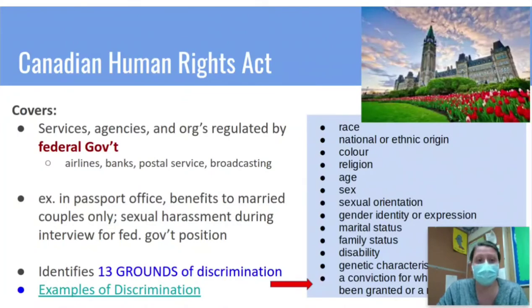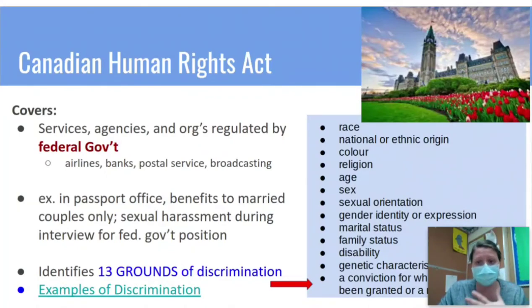So in this act, it has 13 grounds of discrimination. So we see a few less than in the Ontario Human Rights Code. However, it's more so just the type of categories. They've kind of lumped a few of them together. So most of the categories are still present, just worded slightly differently. So the same is true here. What discrimination actually is, is classified the exact same way.